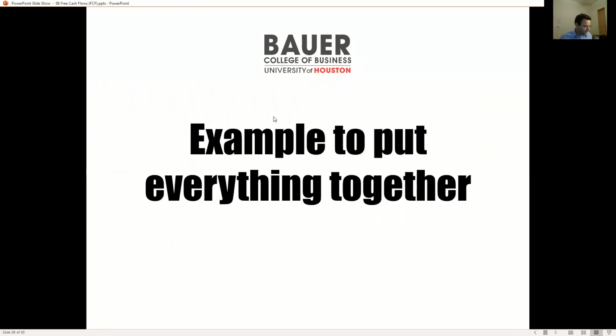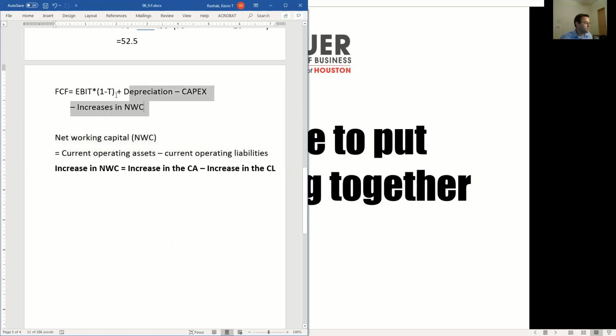So that covers all of the ingredients. Now we've talked about each piece of the free cash flow equation. We're going to do one example. We're going to see a full balance sheet and a full income statement, and we're going to put it together and see how we can get the free cash flows from accounting data.